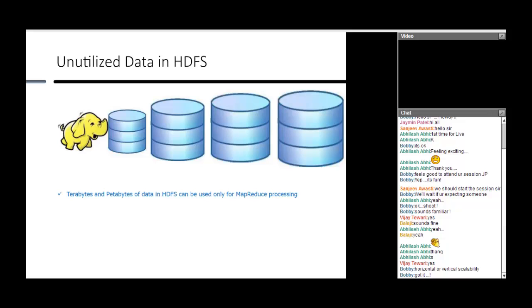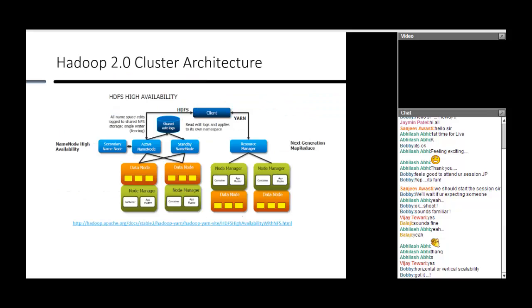There is one more challenge, which was unutilized data in HDFS. As I told you, I can only analyze the data stored in HDFS through MapReduce programs. There was no other distributed programming support on Hadoop 1.0. So these are the problems that existed with Hadoop 1.0. Are we all clear with the Hadoop 1.0 problems?